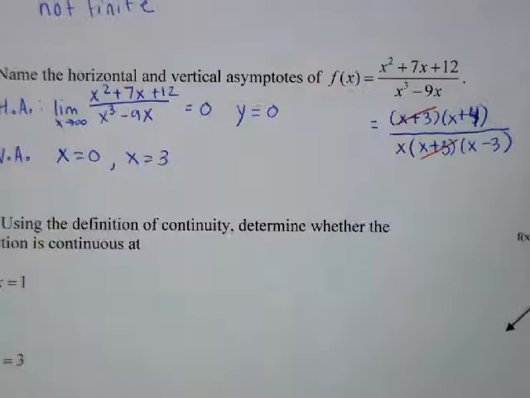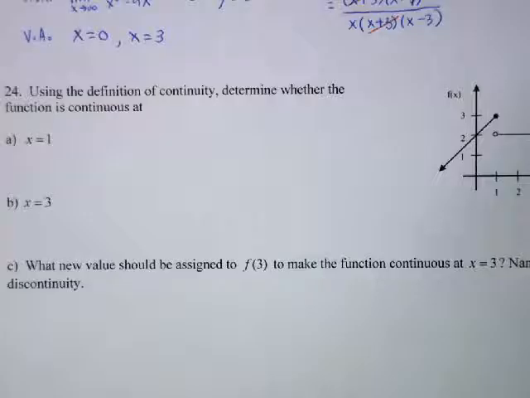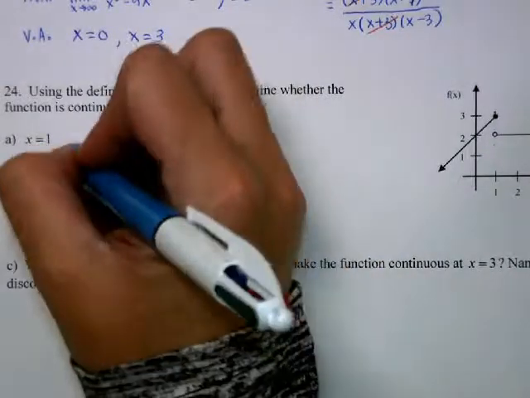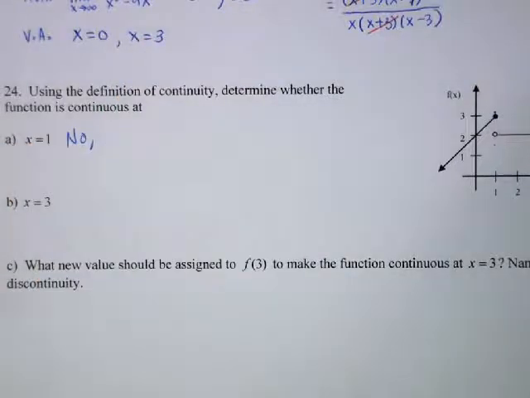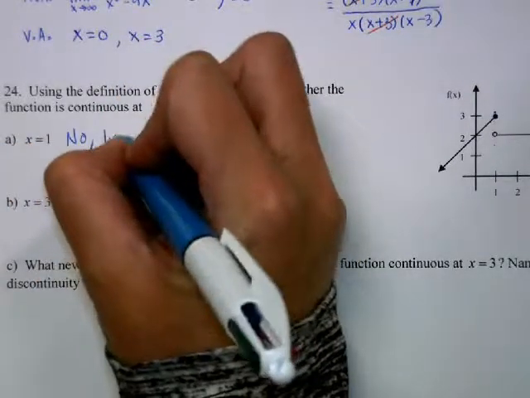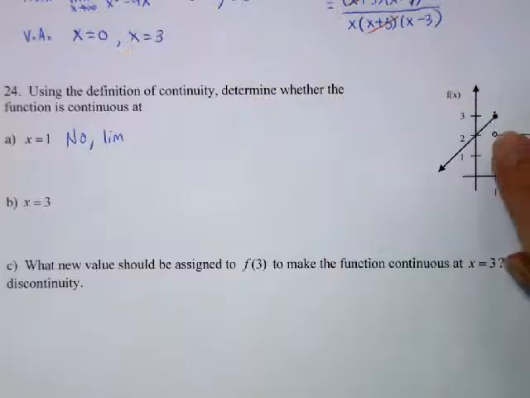Okay, using the definition of continuity, determine whether the function is continuous at 1 and 3. At 1, clearly not continuous, so this one is discontinuous. Or I'm just going to say, no, it is not continuous. The reason being, it's going to 2 different places. So the 3 things that have to be true: it has a function value, but it does not have a limit.